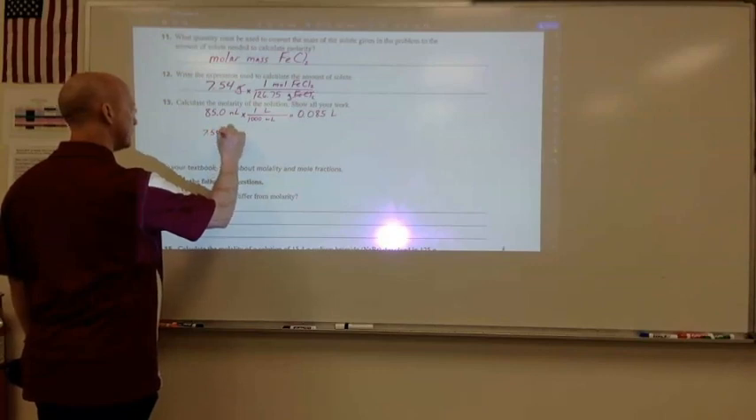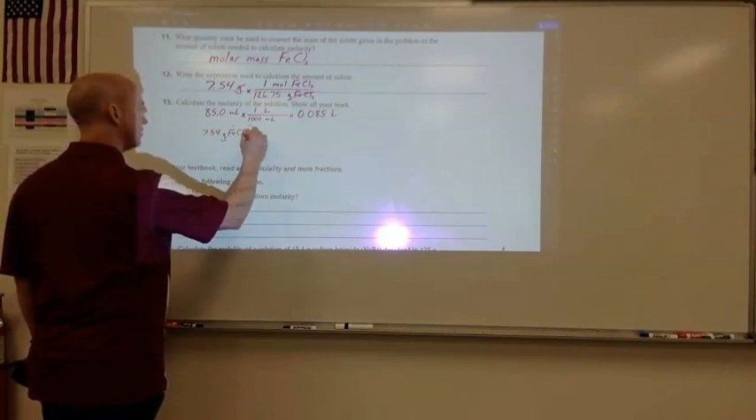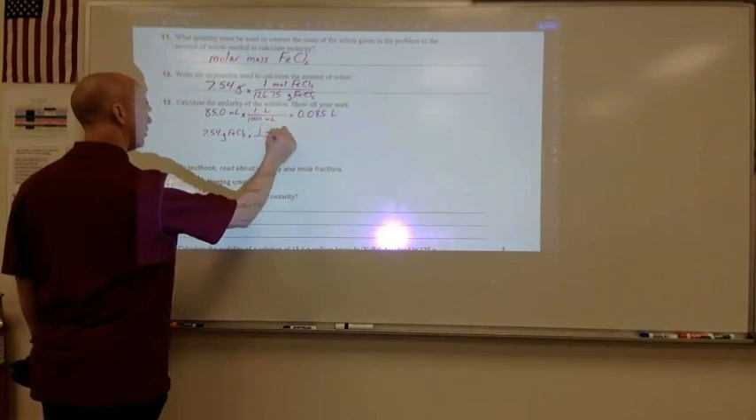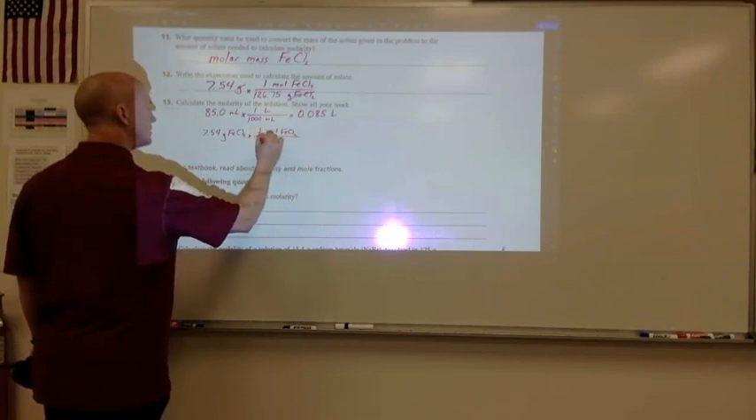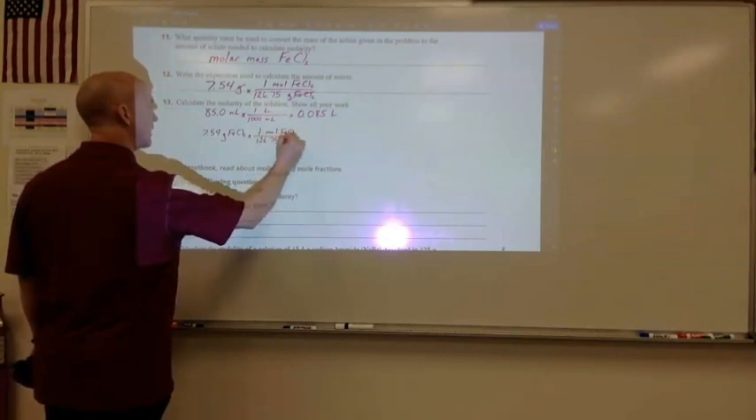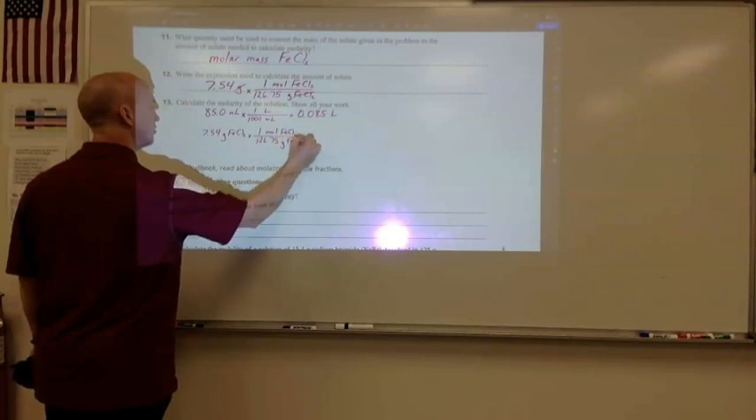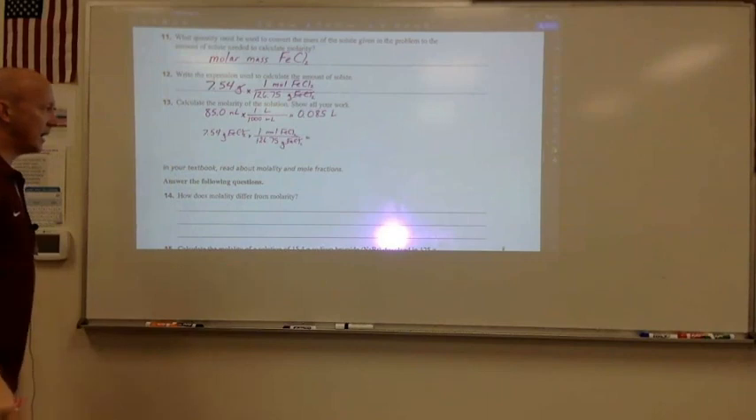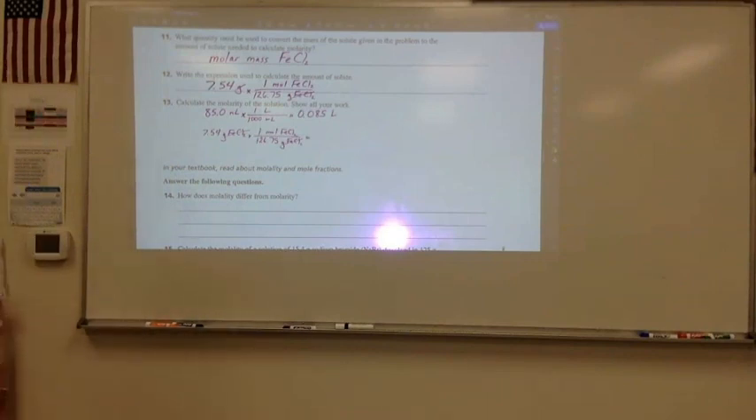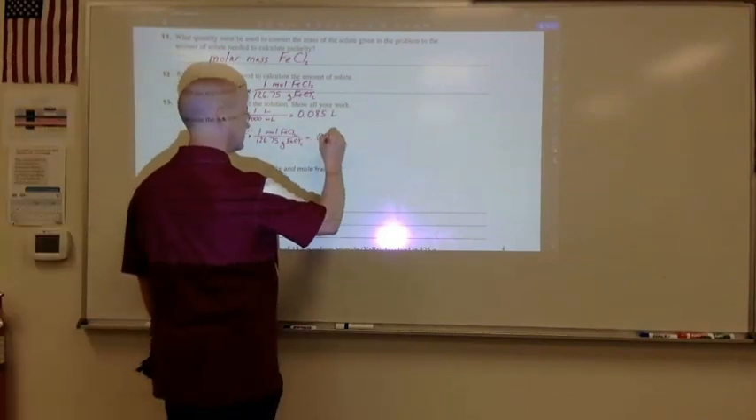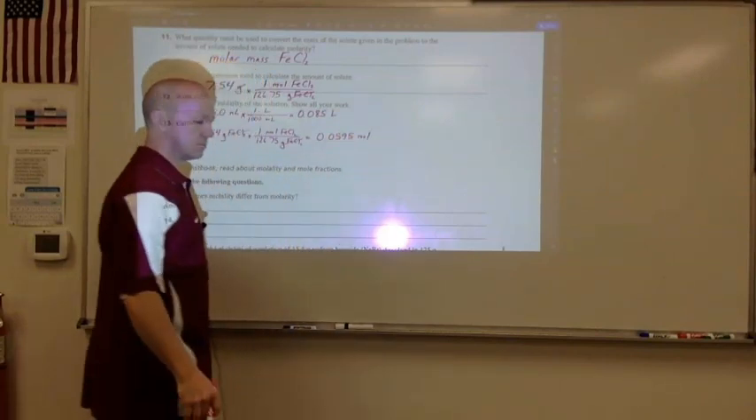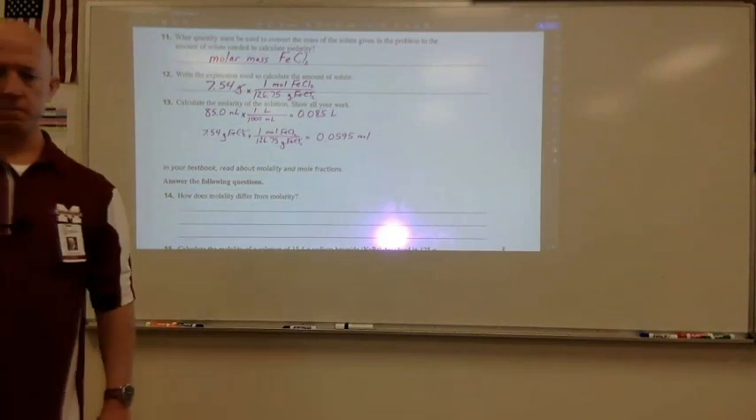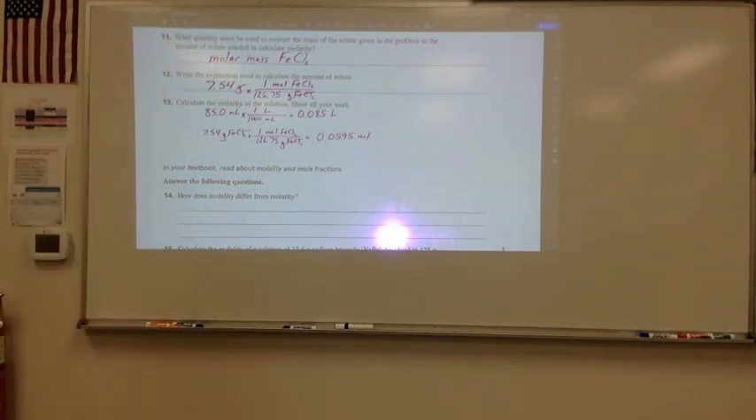7.54 grams FeCl2, times 1 mole of FeCl2 over 126.75 grams of FeCl2. Grams cancel. I'll give you a second if you want to compute this. Time's up. Okay, 0.0595 moles of solute. Cool? Now we just have to do molarity.